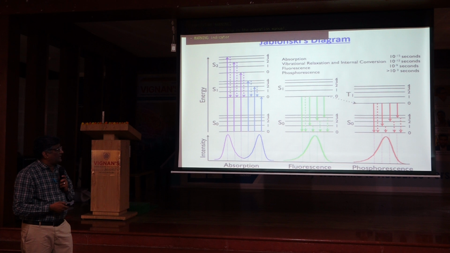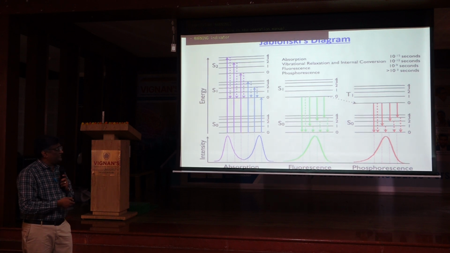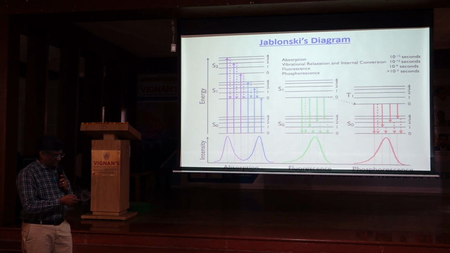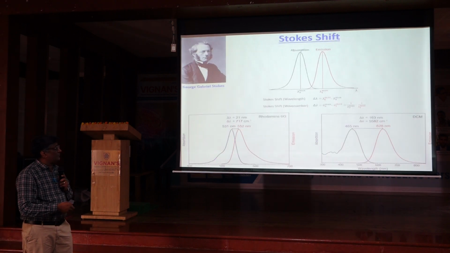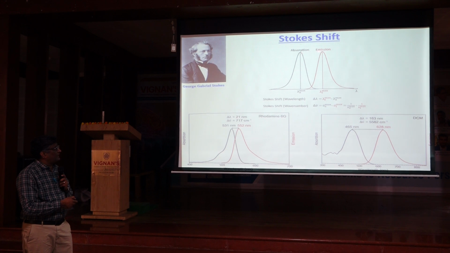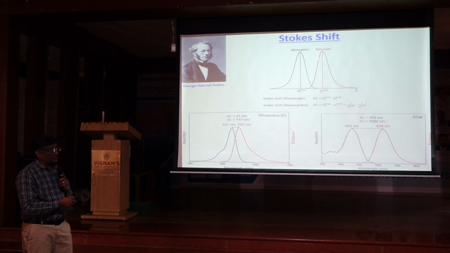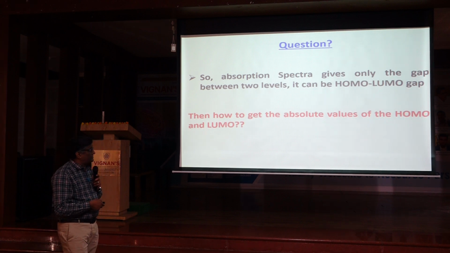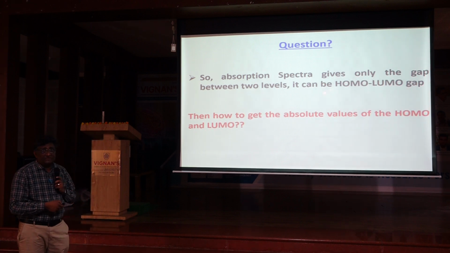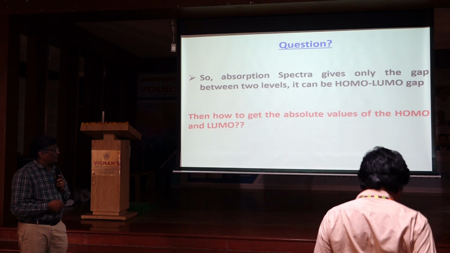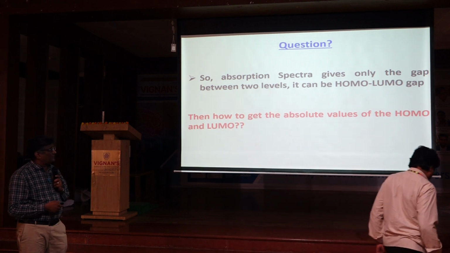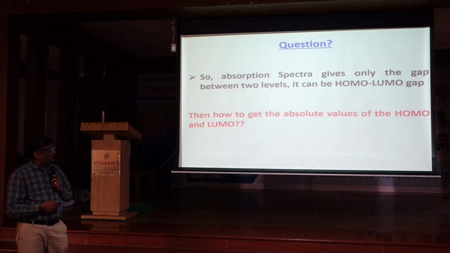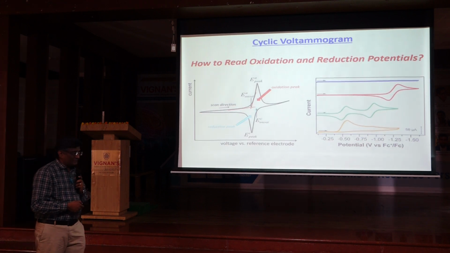With this concept, this is a Jablonski diagram that we saw in our 10+2 or in bachelors, where you have absorption and fluorescence, and the difference between absorption and emission we call the Stokes shift. So the question is, how do you measure a HOMO-LUMO gap from absorption, and is it an absolute value or not? Whatever you get from absorption spectroscopy is only a gap. It doesn't tell you where the HOMO is and where the LUMO is, and we take the help of electrochemistry.